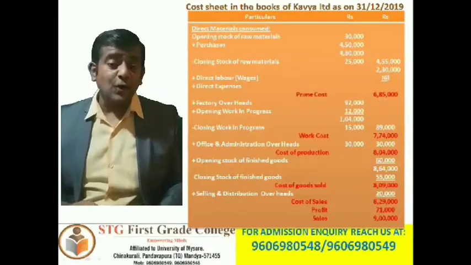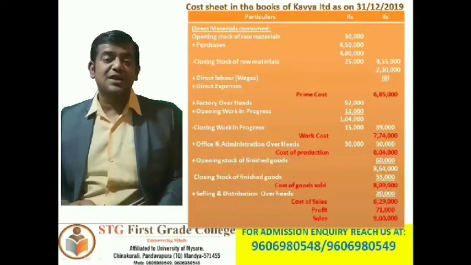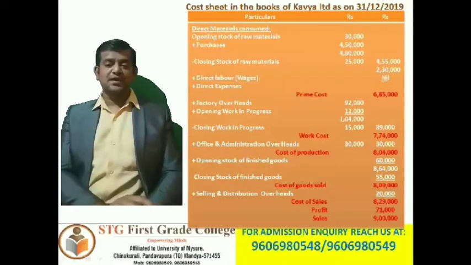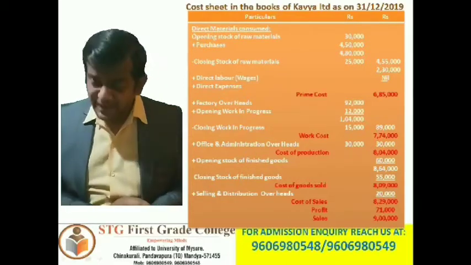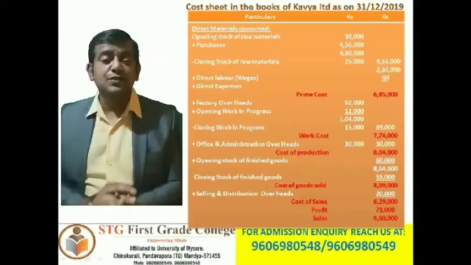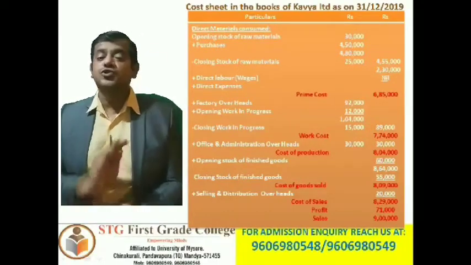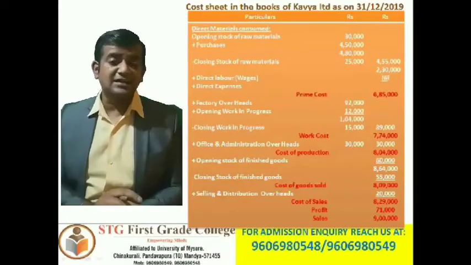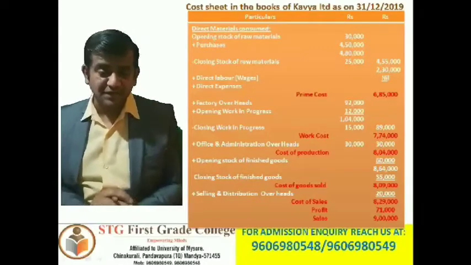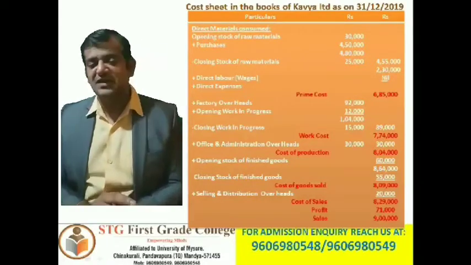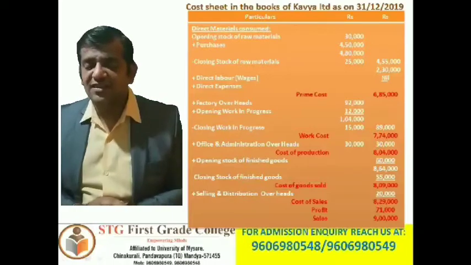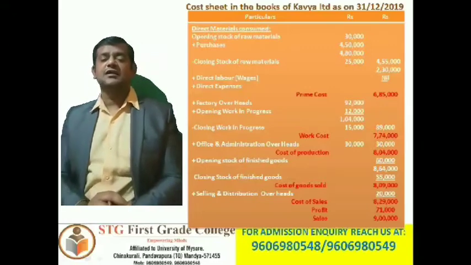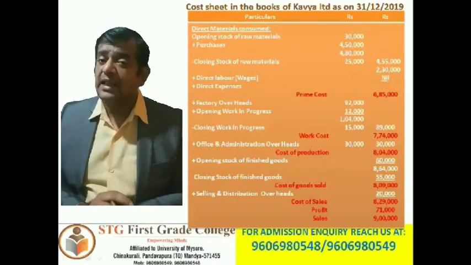Then add opening stock of work in progress. How much is the opening stock of work in progress? 12,000 rupees. So 92,000 plus 12,000 equals 1,04,000. So the total is 1,04,000 rupees. Now deduct closing stock of work in progress. Less closing stock of work in progress, how much? 15,000 rupees. So 1,04,000 minus 15,000 equals 89,000 rupees.